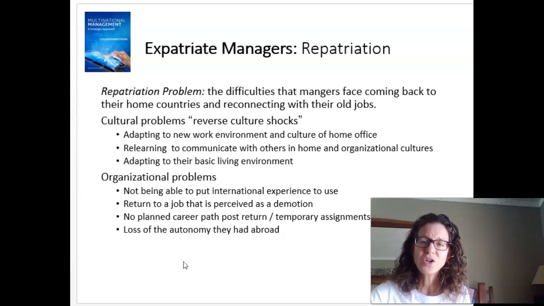One additional issue that expatriates often face is the loss of autonomy. Many times expatriates are sent overseas to run a subsidiary or have a very senior position in a foreign subsidiary. And once they return home and are reintegrated into headquarters or home country offices, they lose a lot of the autonomy and decision-making autonomy that they had while abroad, which can be very frustrating.